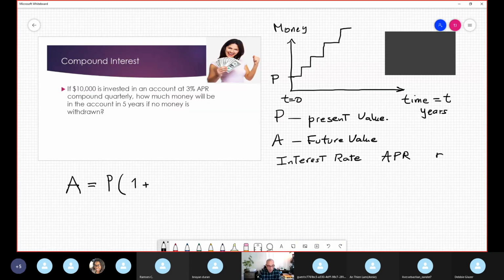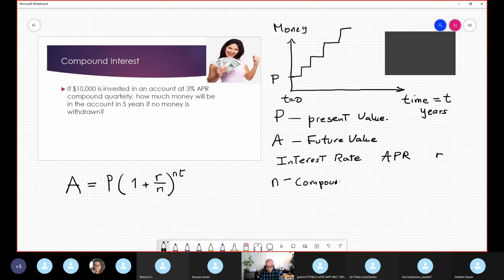1 plus R over M raised to the mt. Nt is the exponent. It's a multiplication, N and T. Ahora, who is M? Well, M is the compounding. That is the reason it is called compound interest, compounding.